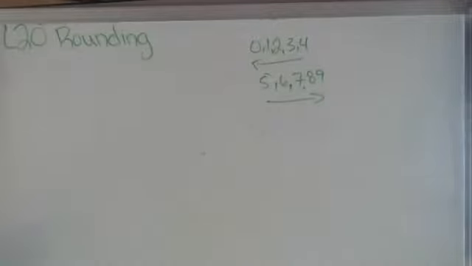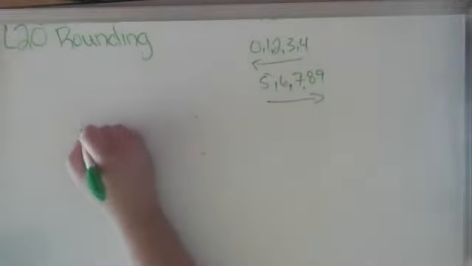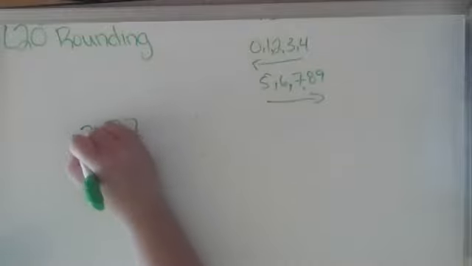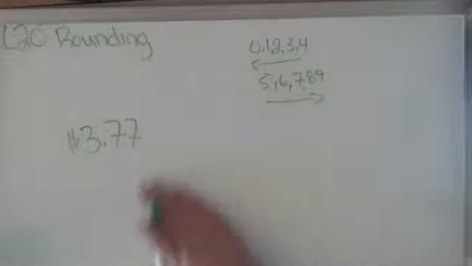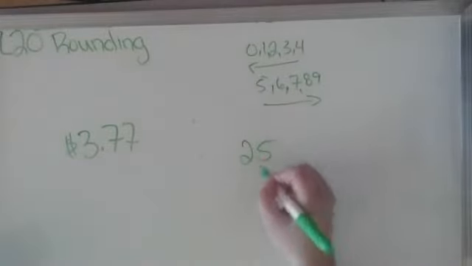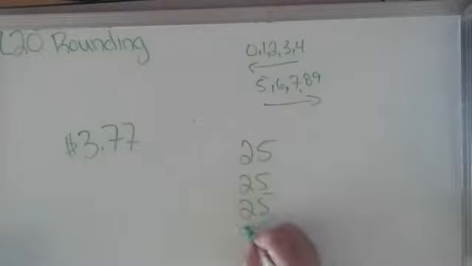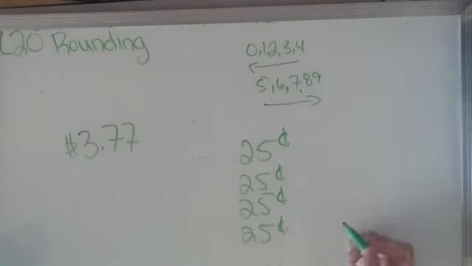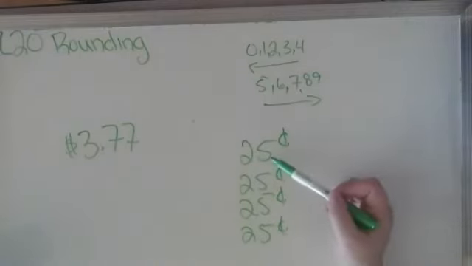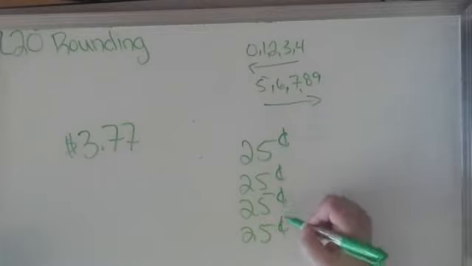If I have $3.77, and I've been asked to round it to the nearest 25 cents, that's not meaning I'm rounding it to 25 cents. It's meaning I'm rounding it to the nearest 25 cents, so things you could make with 25. So, quick cheat, there are 4 25s in a dollar. There are 4 quarters or 25 cents in a dollar. So, 1 is 25, 2 is 50, 3 is 75, and 4 is a dollar.